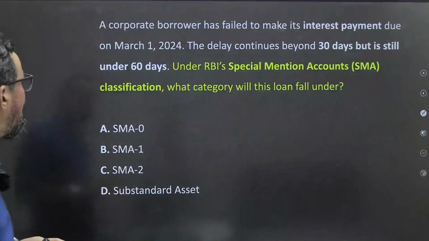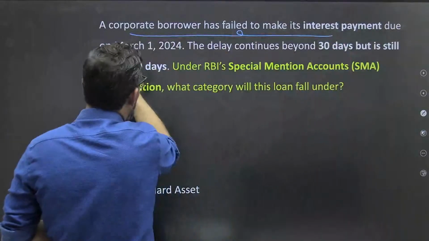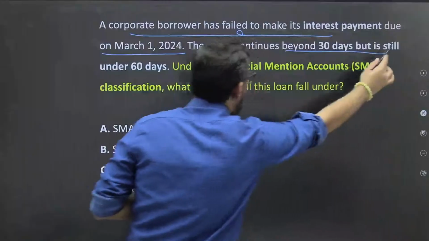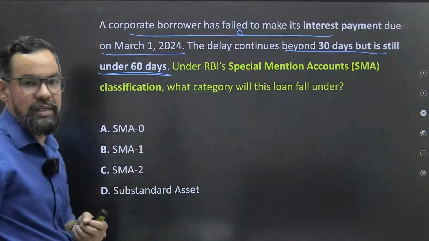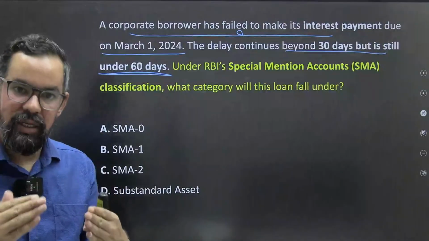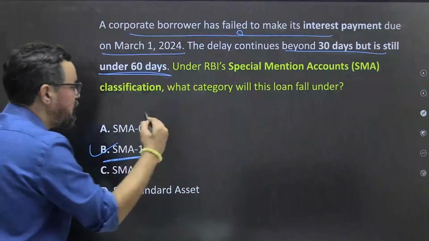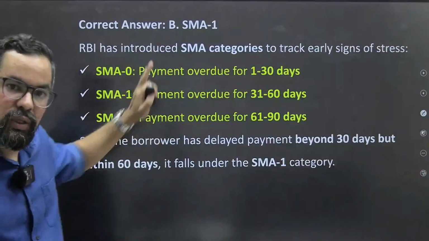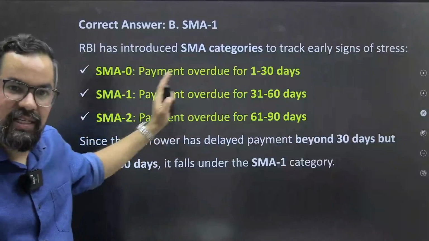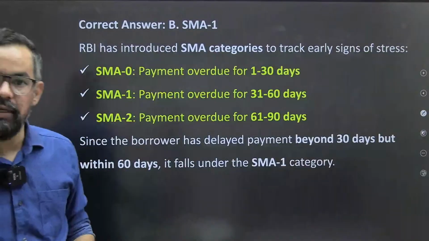Next one. A corporate borrower has failed to make its interest payment due on 1st March 24. The delay continues beyond 30 days, but it is still under 60 days. So what is the category? क्या कौन सी category में आते हैं? So we have 3 categories: SMA 0, SMA 1 and SMA 2, and it falls under SMA 1 आपका, ठीक है? So SMA 1 means option B will be the right answer for this one, ठीक है? So 0 to 30th day SMA 0 आपका, SMA 1 31st to 60th day, 61st to 90th it is SMA 2. After that we categorize that particular asset as a non-performing asset.